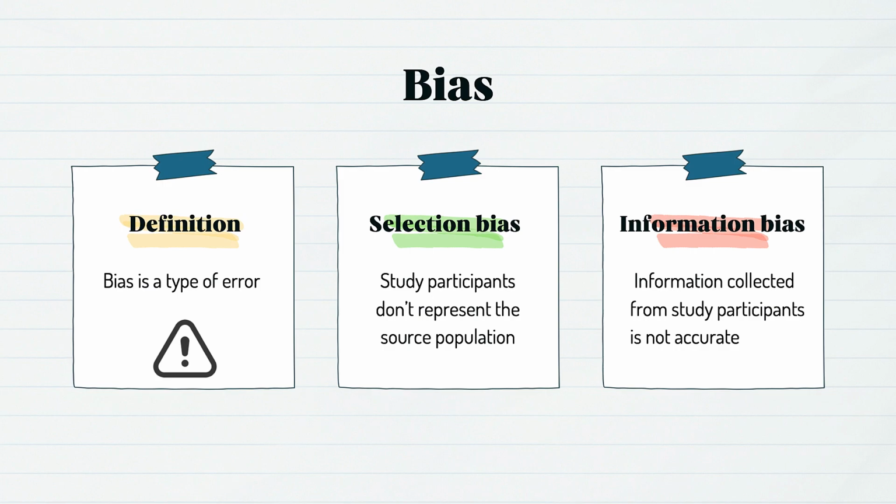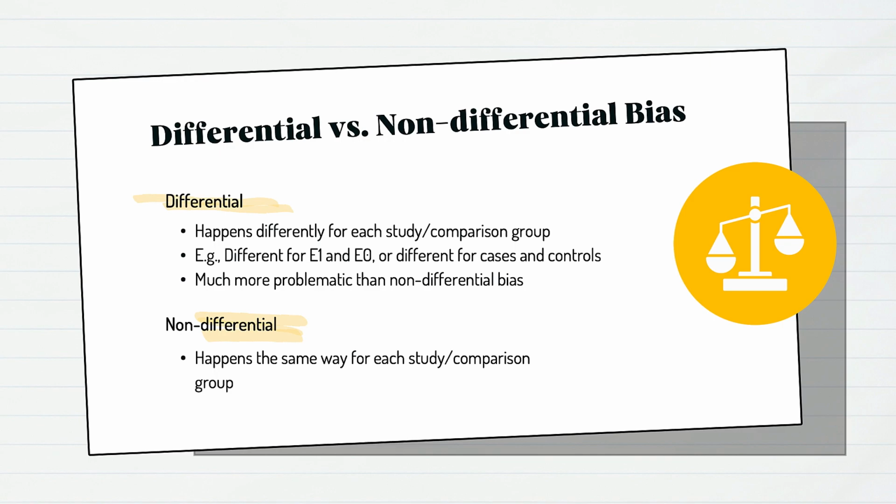Bias can also occur when investigators are collecting information, as is the case of information bias. Information bias happens when the information that investigators collect from study participants is not accurate. Bias can be differential or non-differential. Differential is the most dangerous because it happens differently for each study group or each comparison group in the study. For example, it happens differently for the exposed versus the unexposed, or differently for cases versus controls. Non-differential bias happens the same way for each study or comparison group, and because it happens the same way for each group, it is not as threatening to the study results.